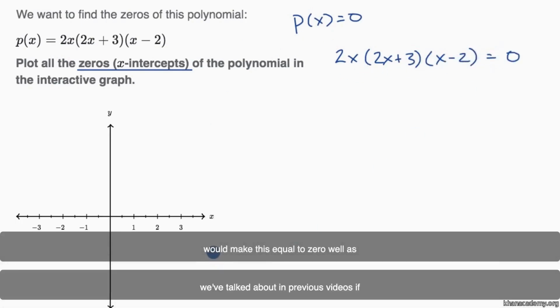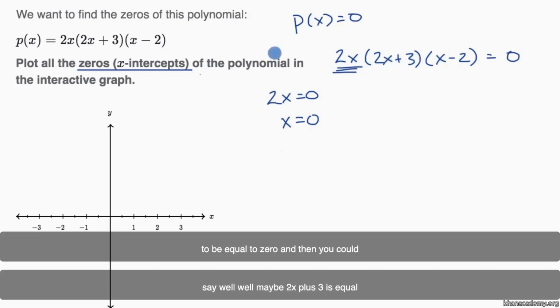Well, as we've talked about in previous videos, if you take the product of things and that equals 0, at least one of those things equals 0, and that would make the whole product equal to 0. So for example, if 2x is equal to 0, it would make the whole thing 0. So 2x could be equal to 0, and that means x is equal to 0. And you could try that out. If x is equal to 0, this part right over here is going to be equal to 0. It doesn't matter what these other two things are. 0 times something times something is going to be equal to 0.